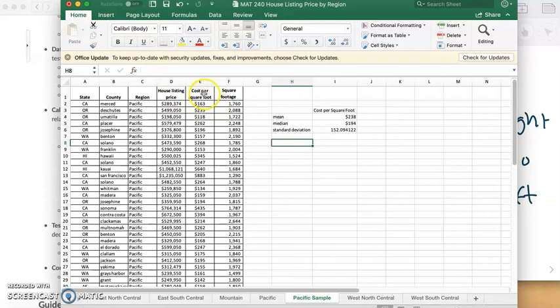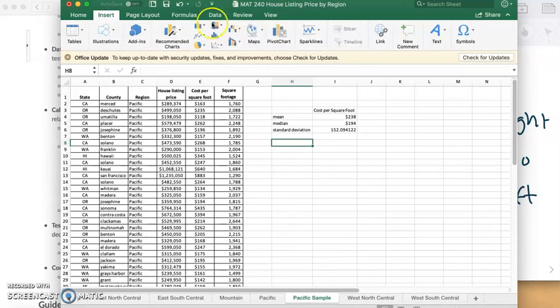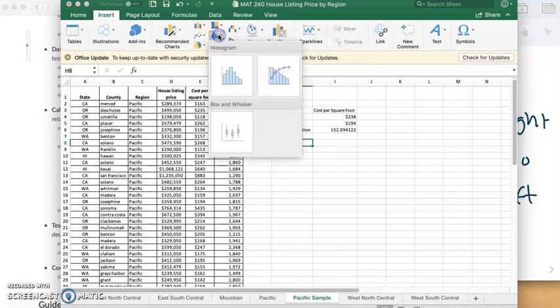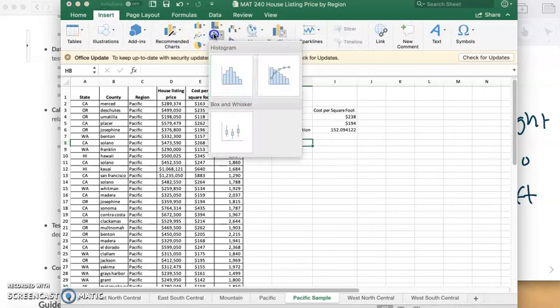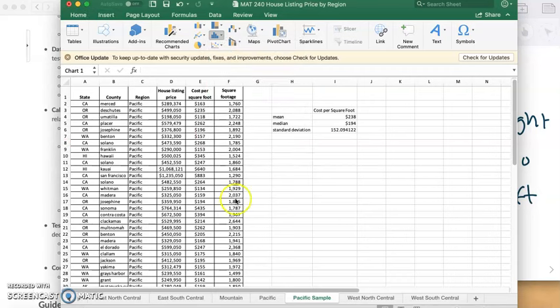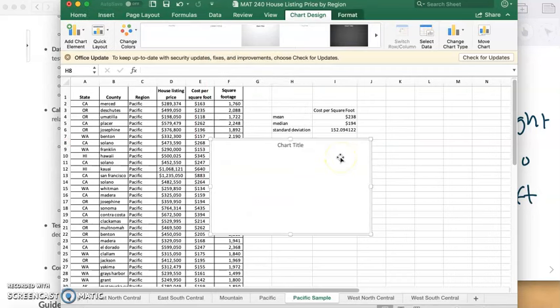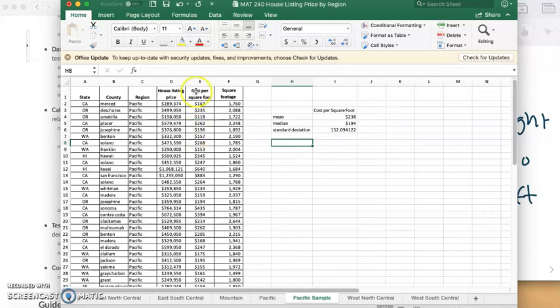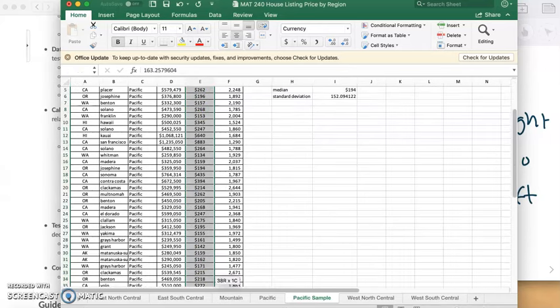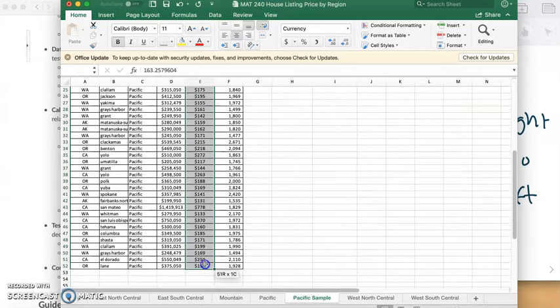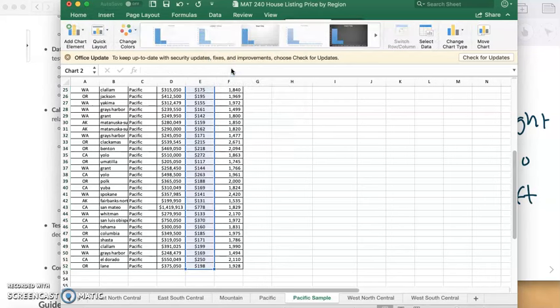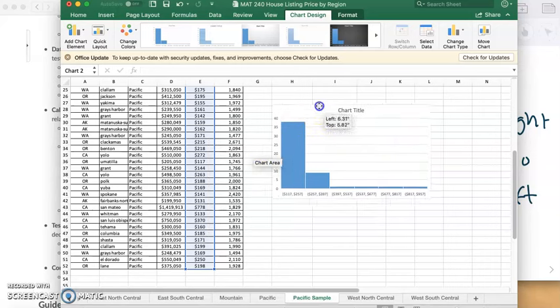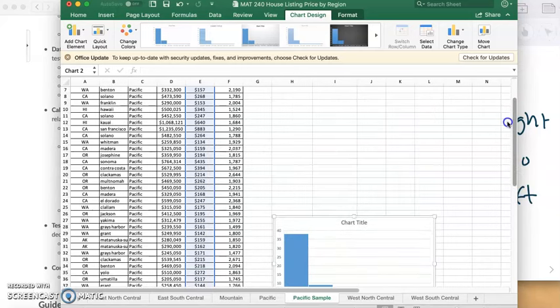So we're going to go ahead and go to insert. Remember, we have our chart here, histogram. If you don't have this, you can also go to data and use the data analysis toolpak. So we're going to go to histogram. Oops, helps if I actually highlight that column first. So let's go ahead and highlight those values and then go to insert, histogram. There we go.